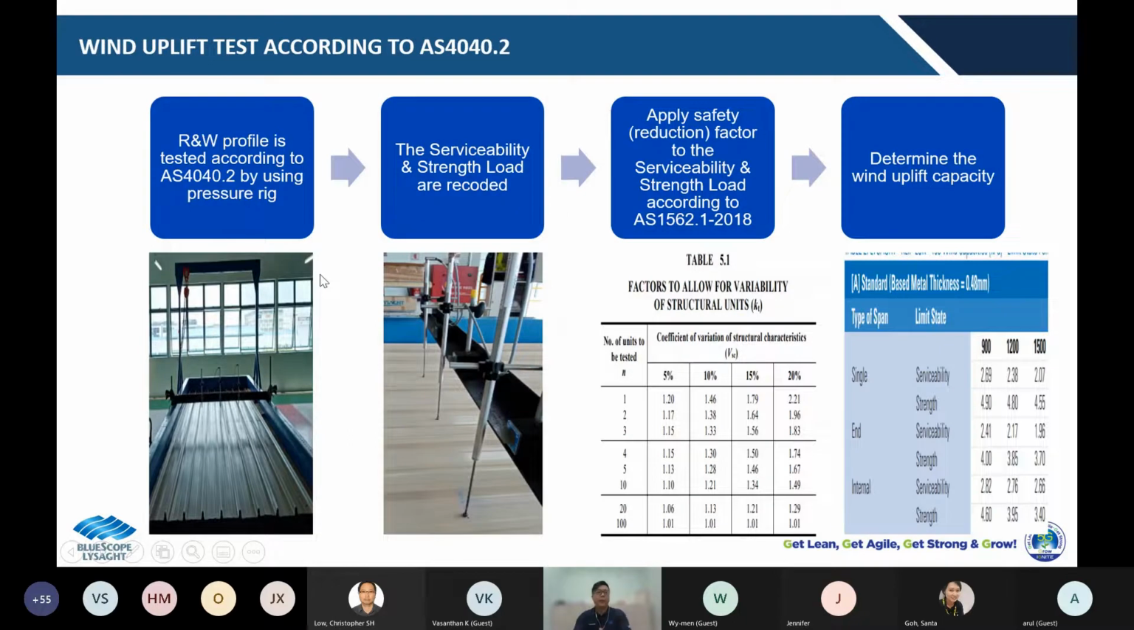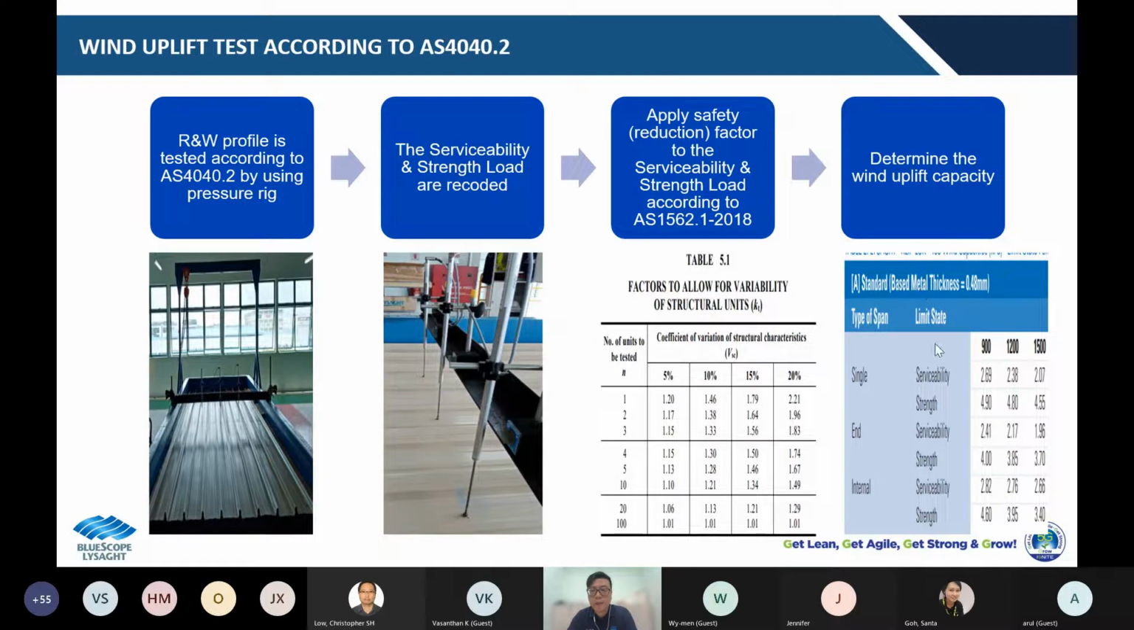Okay, so now let's talk about the wind uplift test. Here is a flow of how the wind uplift test is carried out according to AS 4040.2. At first, we mount the cladding onto the pressure rig and do the necessary setup. Then we put on the deflection gauge, and then we conduct the serviceability test by applying the load until we achieve the calculated deflection, and then we record the serviceability load. The residual deflection will determine whether the cladding passed or failed in serviceability.